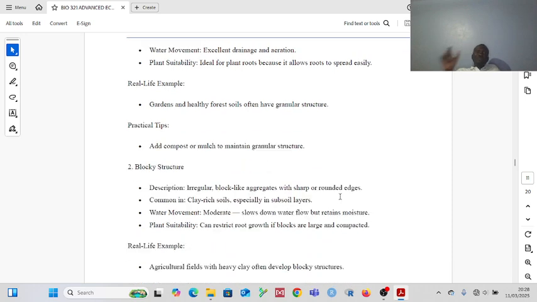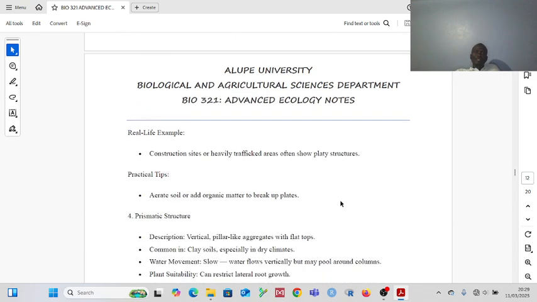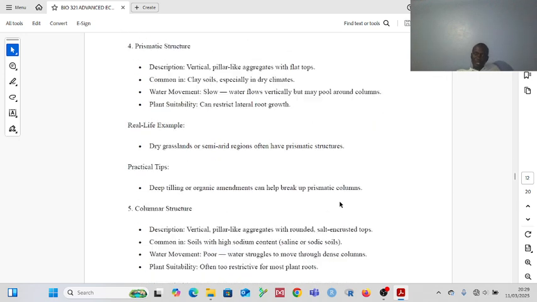The other type could be blocky, made up of block-like aggregates. The other type is the platy, made up of plate-like aggregates. Then there is the prismatic. With prismatic, you are talking of vertical pillar-like aggregates that have a flat top. That type of structure will be prismatic.